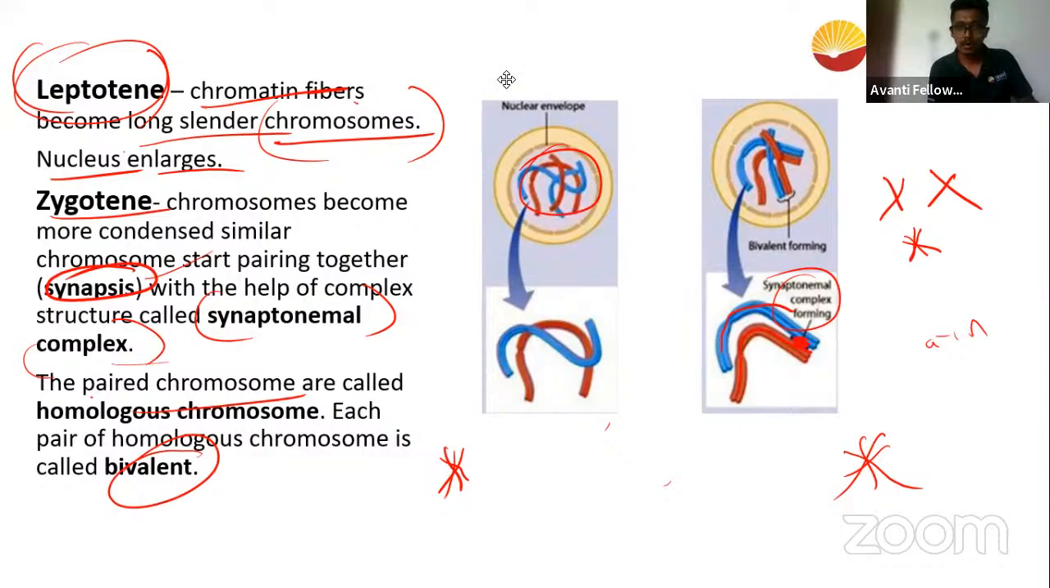So you can see that there are, hold on, somebody has asked a question. Can you show the slide for diakinesis? All right, hold on, I'm just revising. I'll show you. Okay.